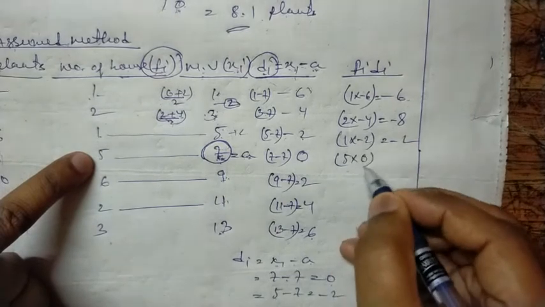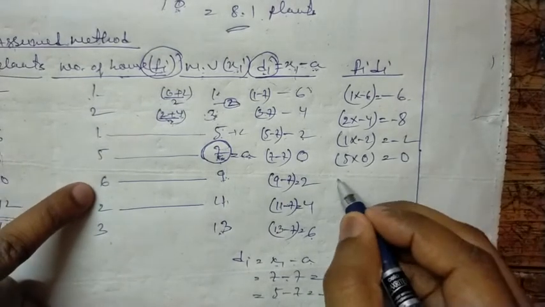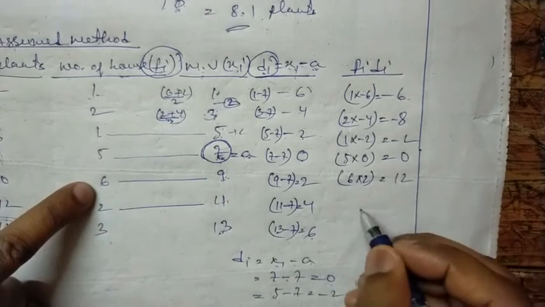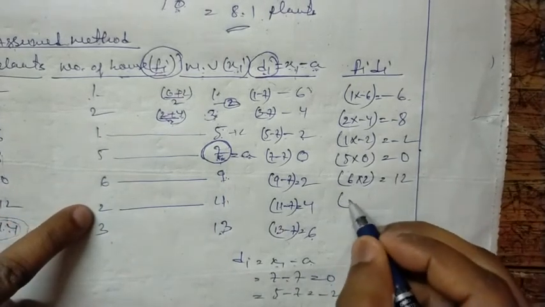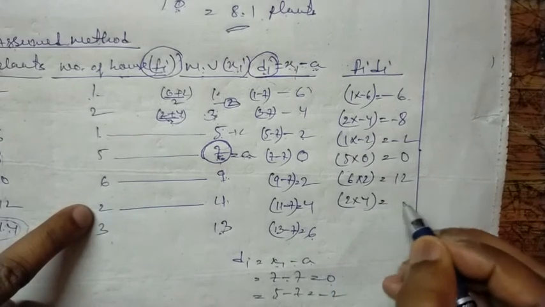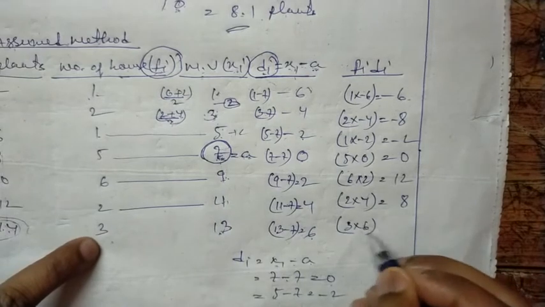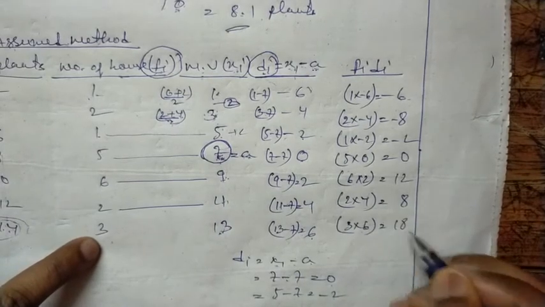5 into 0, it will be 0. Again 6 into 2, it will be 12. 2 into 4, it will be 8. Then again 3 into 6, it will be 3 6s are 18. Okay.